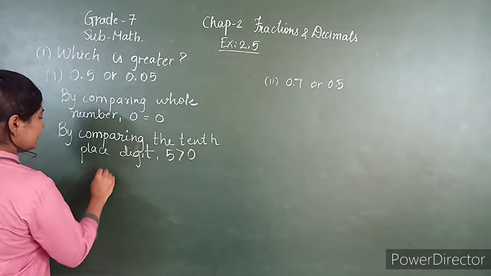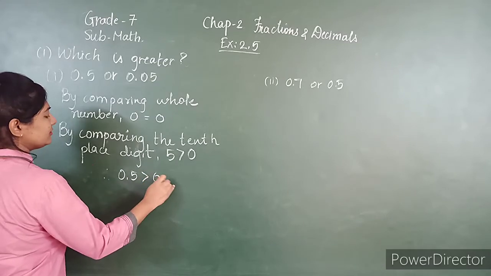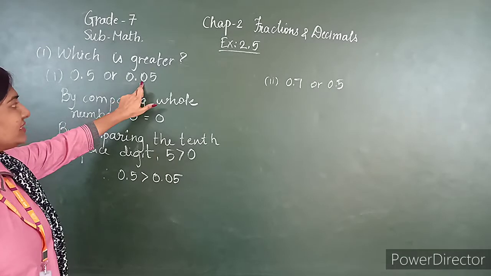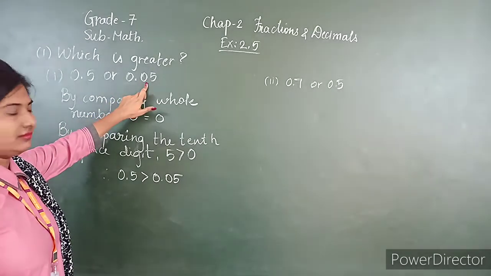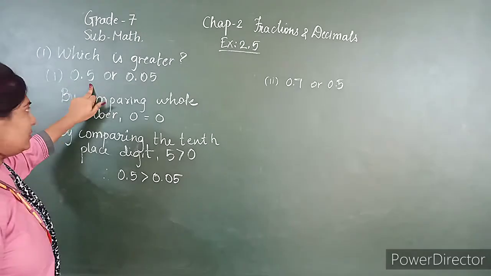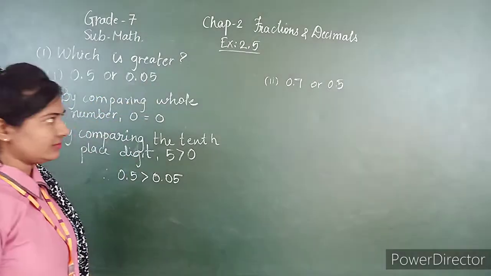So this number is greater, because here in the 10th place digit 0 is given and here in the 10th place digit 5 is given. So 0.5 is greater than 0.05.